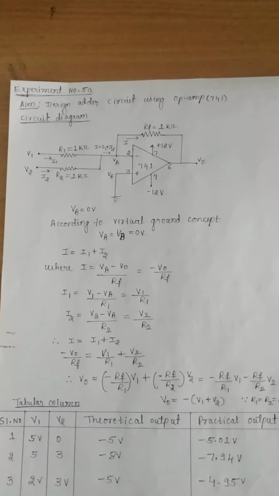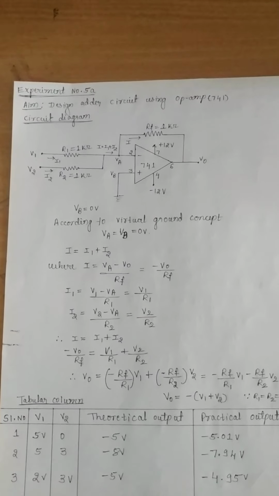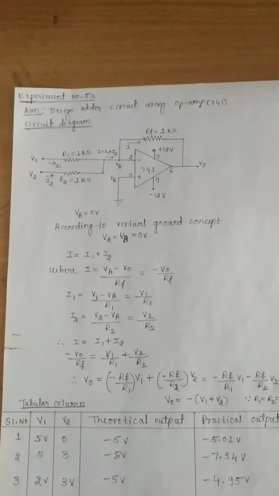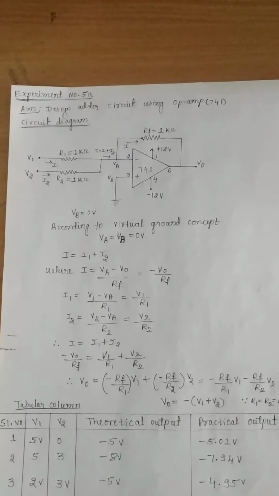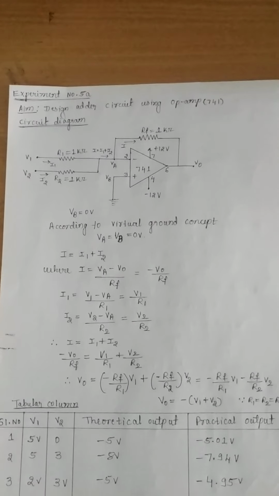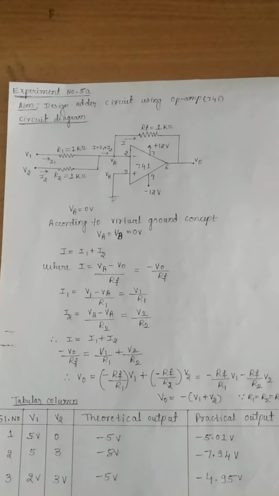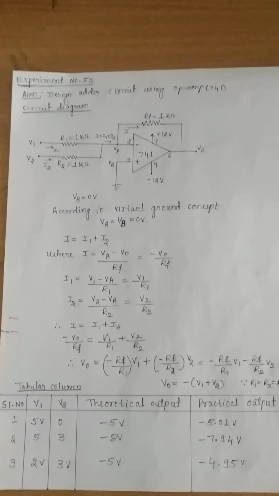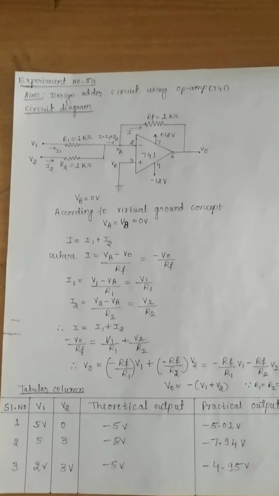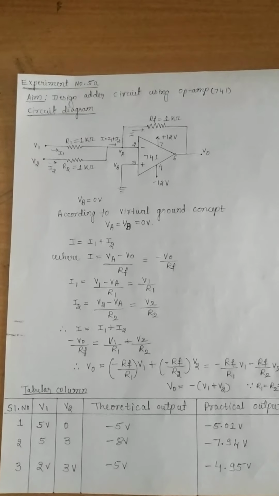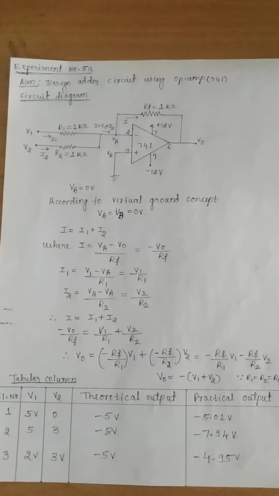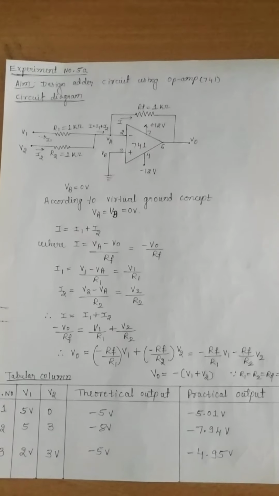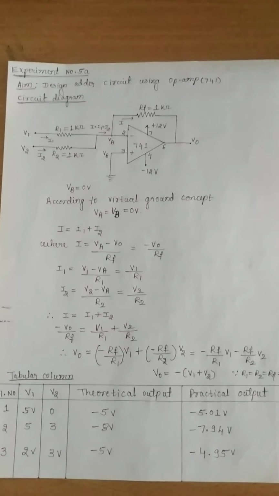See here the derivation I have done. VB is connected to ground, that is the voltage across pin number 3, the non-inverting terminal. VB is equal to 0 volts because it is connected to ground. Then according to the virtual ground concept, VA is equal to VB. Since VB is 0, VA is also equal to 0. Next, the current I is equal to I1 plus I2, where I1 is the current flowing through resistance R1 and I2 is the current flowing through resistance R2. The total current, I1 plus I2, that is I, will flow through the feedback resistor RF.